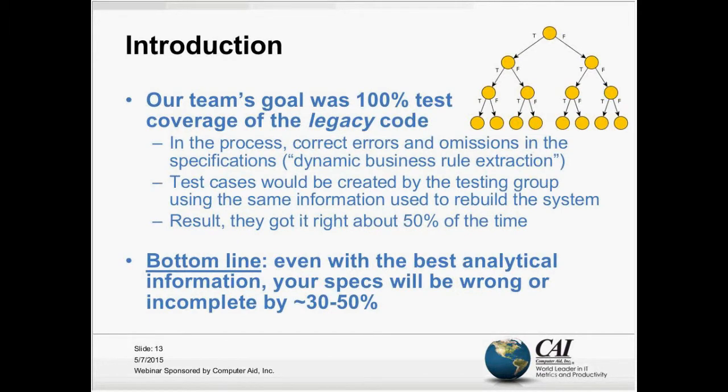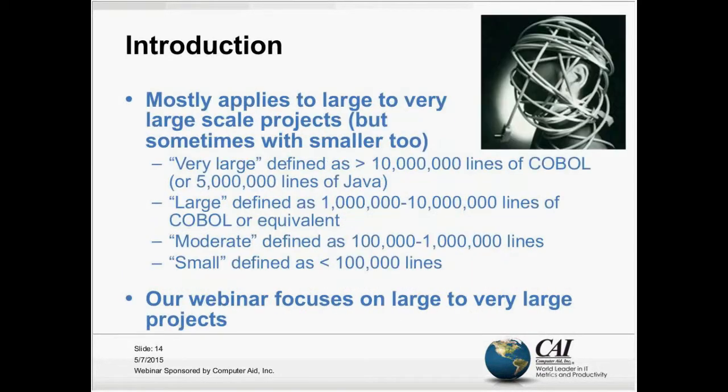These comments mostly apply to large or very large systems. By very large, I mean more than 10 million lines of COBOL, very roughly speaking, or 5 million lines of Java. Large projects, 1 to 10 million lines of COBOL, are the equivalent. It will sometimes apply to smaller projects, but the content of the presentation today focuses on these large to very large projects.